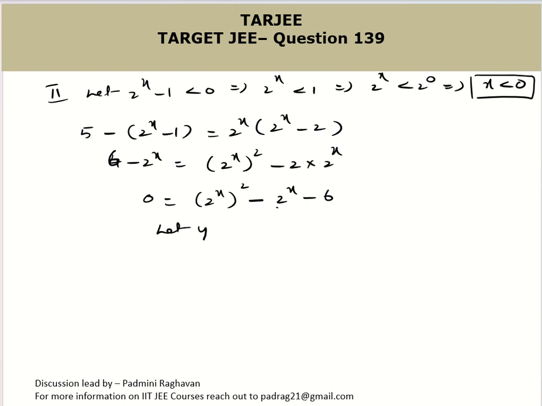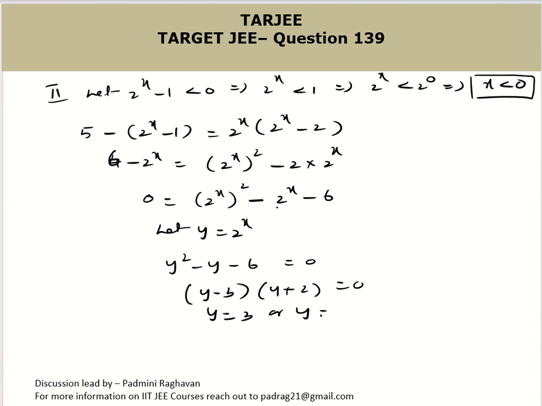Let y = 2^x again. The equation becomes y^2 - y - 6 = 0, which gives us (y - 3)(y + 2) = 0. y = 3 or y = -2. So we get two cases. 2^x = -2: an exponential function cannot be negative. 2^x = 3. That means x = log 3 to the base 2.